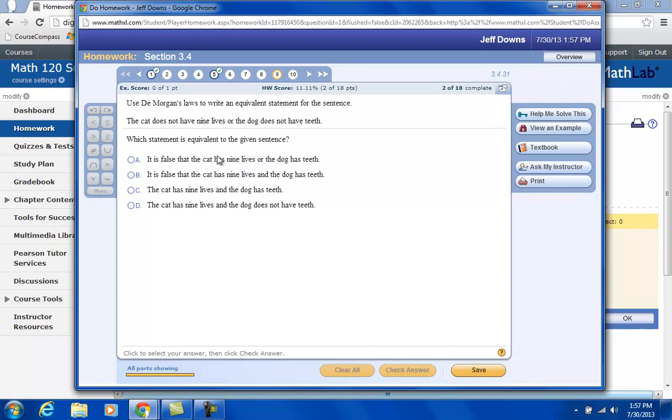So the equivalency for this would be the negation of this conjunction, P and Q. So it'd be, it is false that, so it's going to be one of these first two. The cat has 9 lives, and see, the or becomes an and when you use De Morgan's laws, the dog has teeth, so it'd be B.